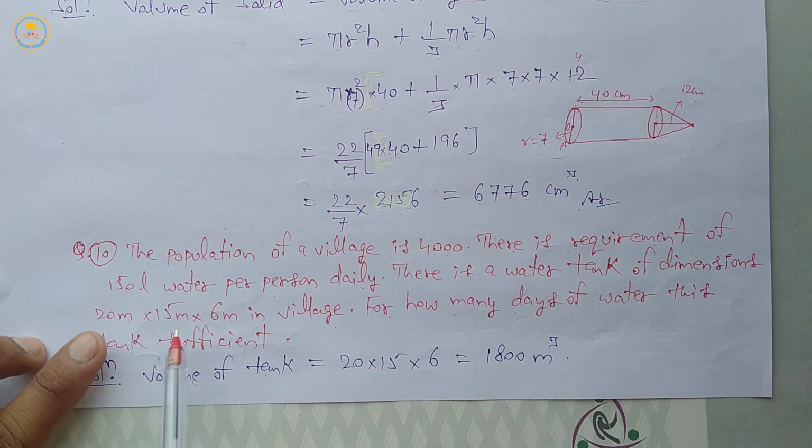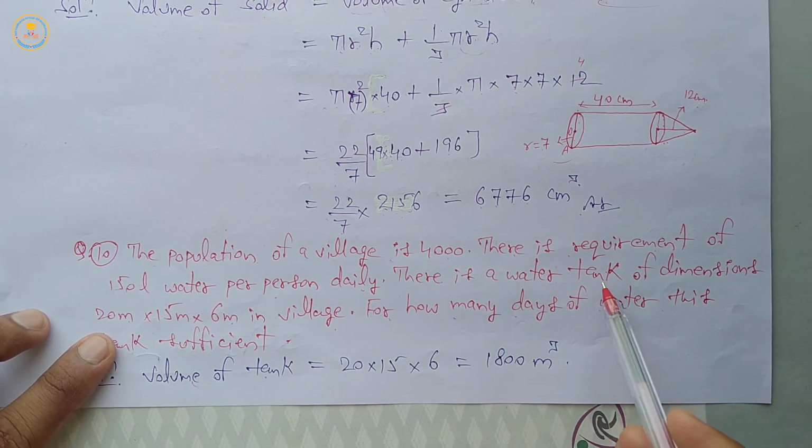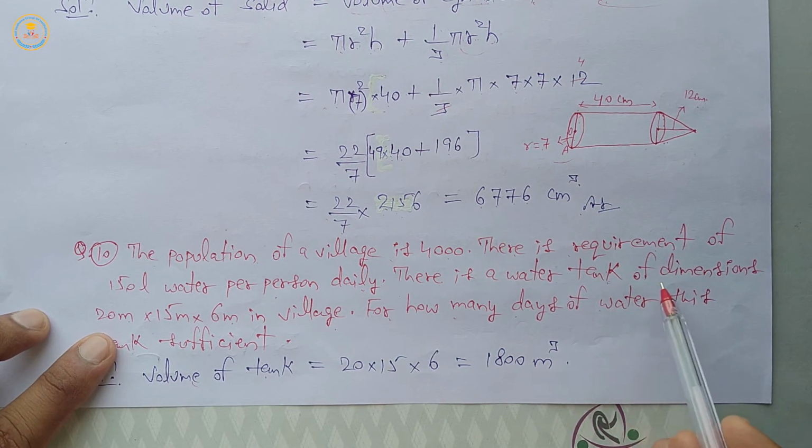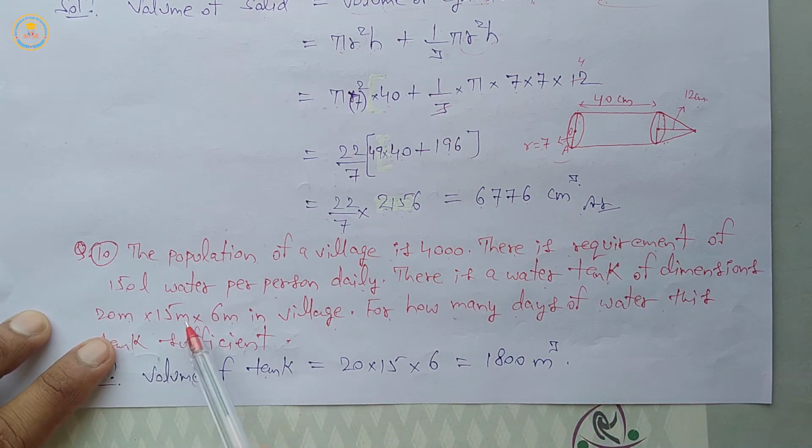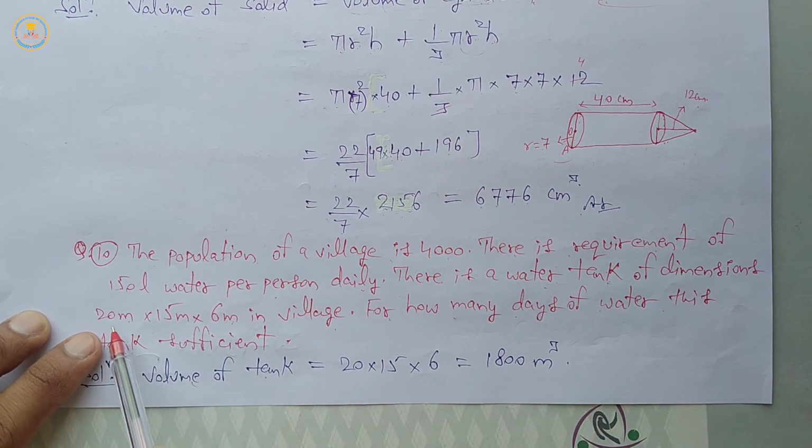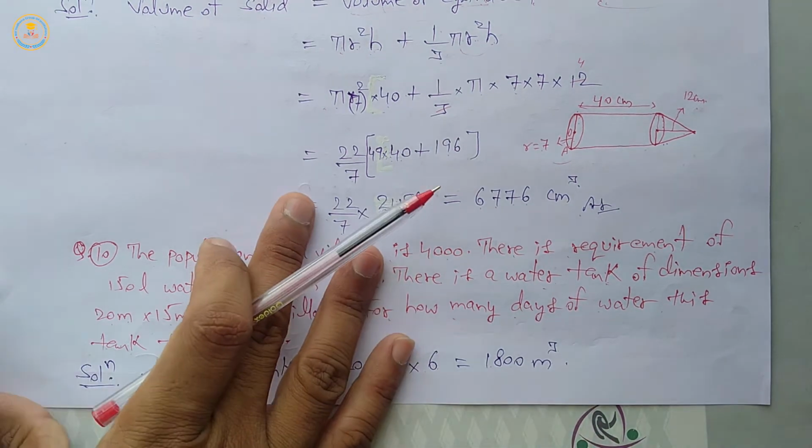Volume of tank. The dimensions of the tank, length, breadth and height, are given. Therefore volume is length multiply breadth multiply height. Solve out this part. So 1800 meter cube.